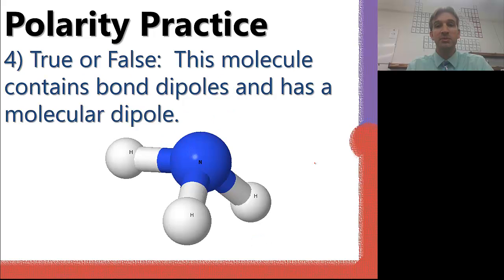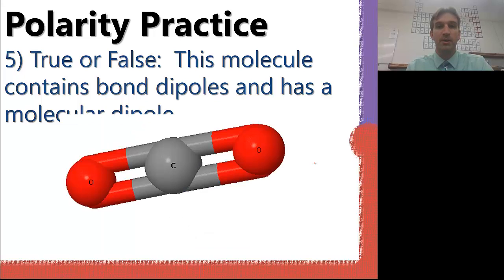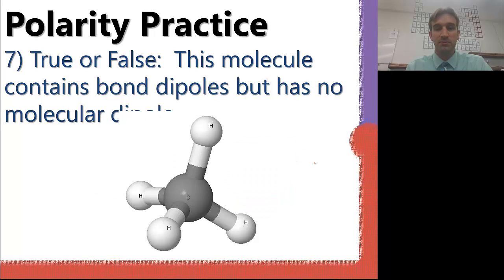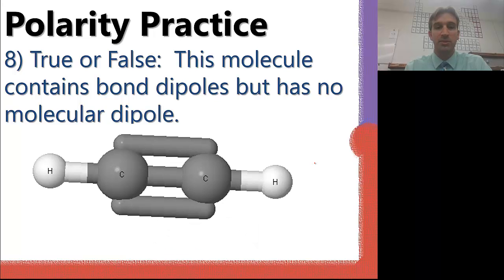Question 4, this molecule contains bond dipoles and has a molecular dipole. So if both of those concepts are true, mark true. Next, this molecule contains both bond dipoles and has a molecular dipole. Again, if both of these ideas are true, mark true. Then, this molecule contains bond dipoles and has a molecular dipole. In this case, again, if both concepts are true, mark true. Next, this molecule contains bond dipoles but has no molecular dipole. This is a true statement, mark true. Question 8, this molecule contains bond dipoles but has no molecular dipole. If this is a true statement, mark true.